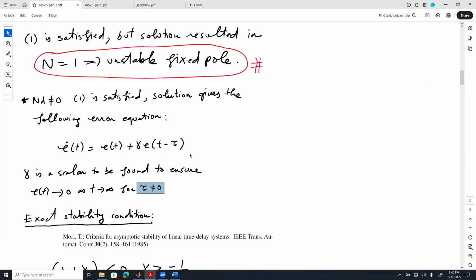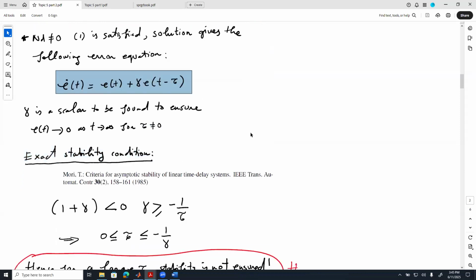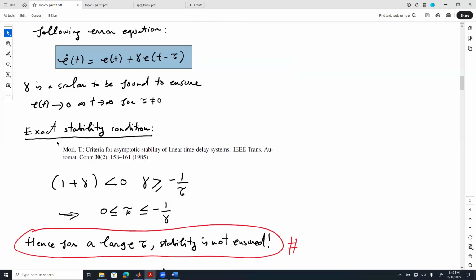Now, when we don't have an internal delay, of course, the system itself is an unstable system. There's nothing that we can do about it. When we introduce this internal delay term in the observer, that gives us a little bit of freedom. Now, to ensure the stability of this error time delay system, there is an exact stability condition derived for a scalar time delay system. And that is given in this reference.